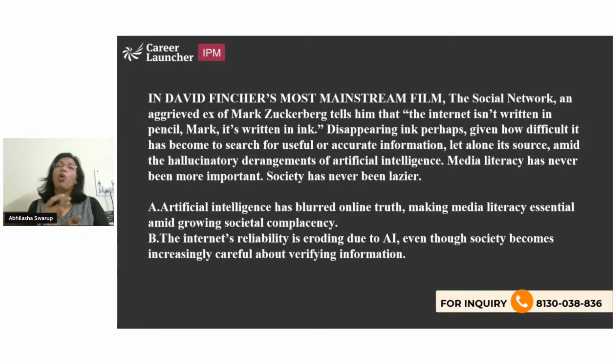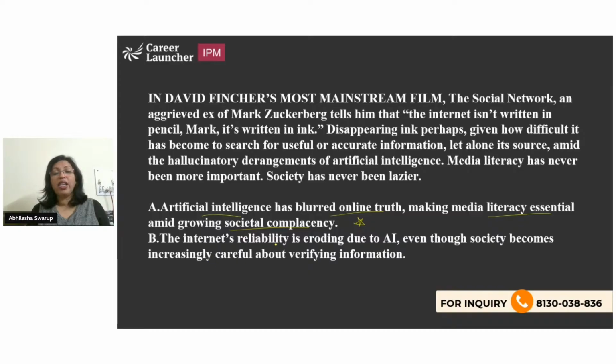So it is very important for us to be media literate, and also very important that we be very proactive. And society has never been lazier. So we are lazy now. Okay, so let's take a look at our options. Artificial intelligence has blurred online truth, making media literacy essential amid growing societal complacency. Okay, so he says that artificial intelligence is blurring online truth because now it is disappearing ink, making media literacy essential, and socially we are complacent. Okay, looks good. Let me look at the second option.